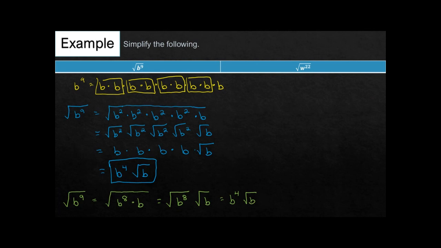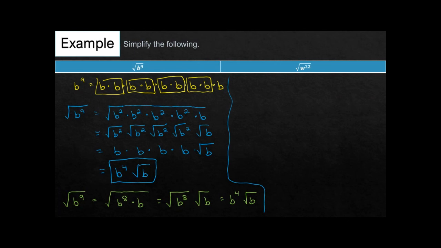So that is a quicker way to do it, especially on the problem to the right where we have the square root of w to the 22nd. You don't want to write all of those out. That would be a lot of them. If I wrote out all the pairs, there would be 11 of them. But instead, we can use this shortcut.